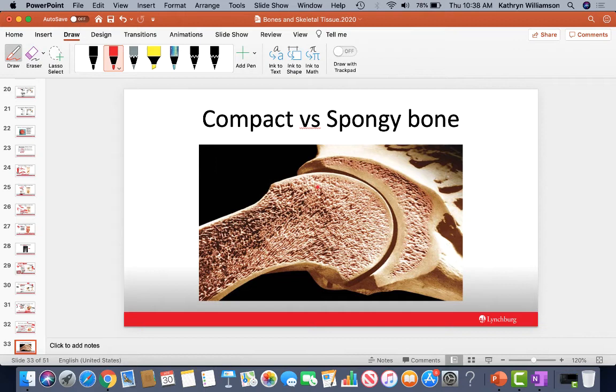Okay, so here's your comparison of compact versus spongy bone. So like, this area here right along the edge, you can see that's going to be compact bone. And then this area here, this would be spongy bone. You can see all those open spaces. So this is going to be your spongy bone.